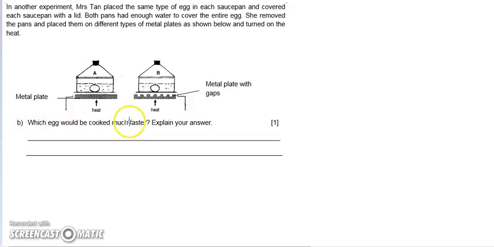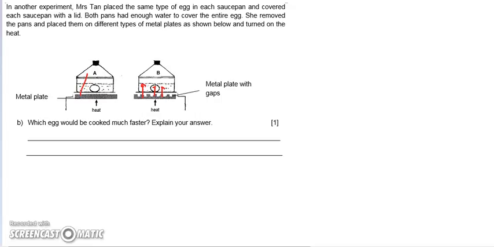So which egg would be cooked much faster? You know that air is a bad conductor of heat, so the gaps would not allow the heat to be transferred, but the part which touches the surface of the pot would be helping the heat transfer. Whereas for A, the entire surface will be transferring heat. So if it would be much faster, the answer would be the egg in pot A.